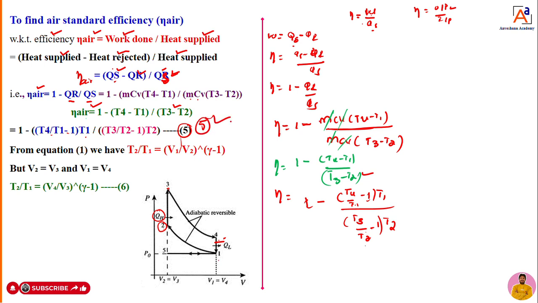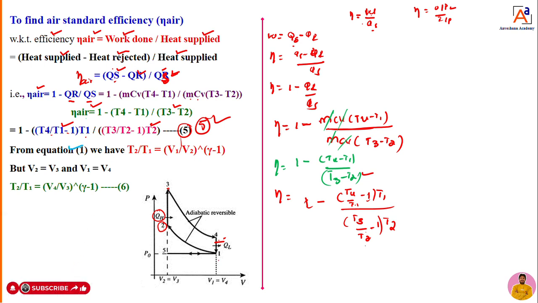Four equations we already got from the process. Now after substituting the values in the efficiency formula, we got an equation: (T4/T1 minus 1) divided by (T3/T2 minus 1), multiplied by T1/T2. This is equation number 5. Now you go back to equation number 1.